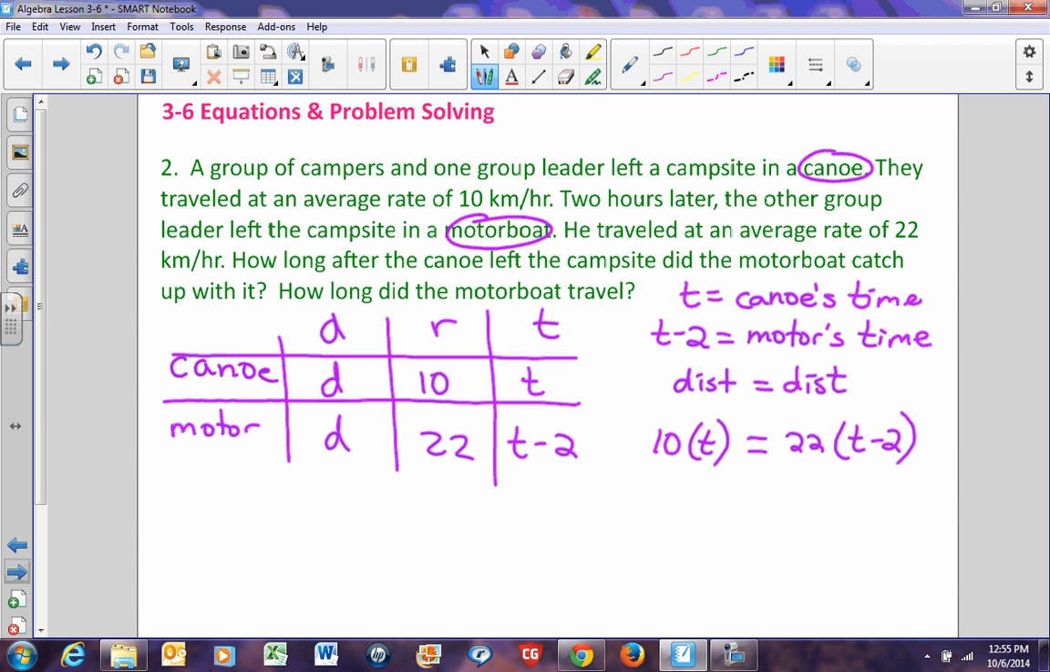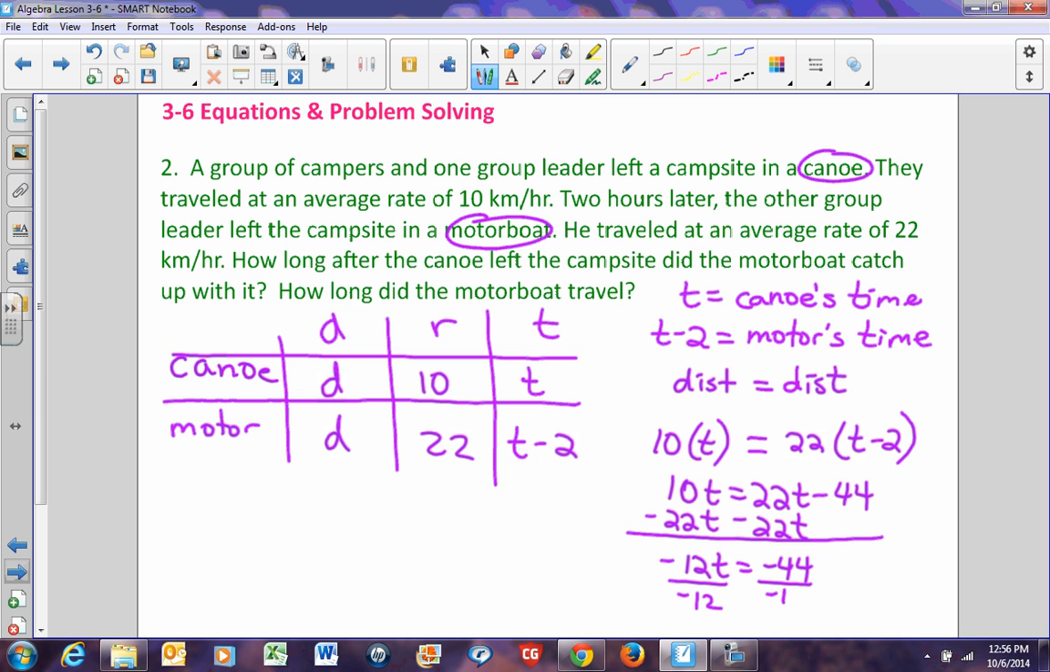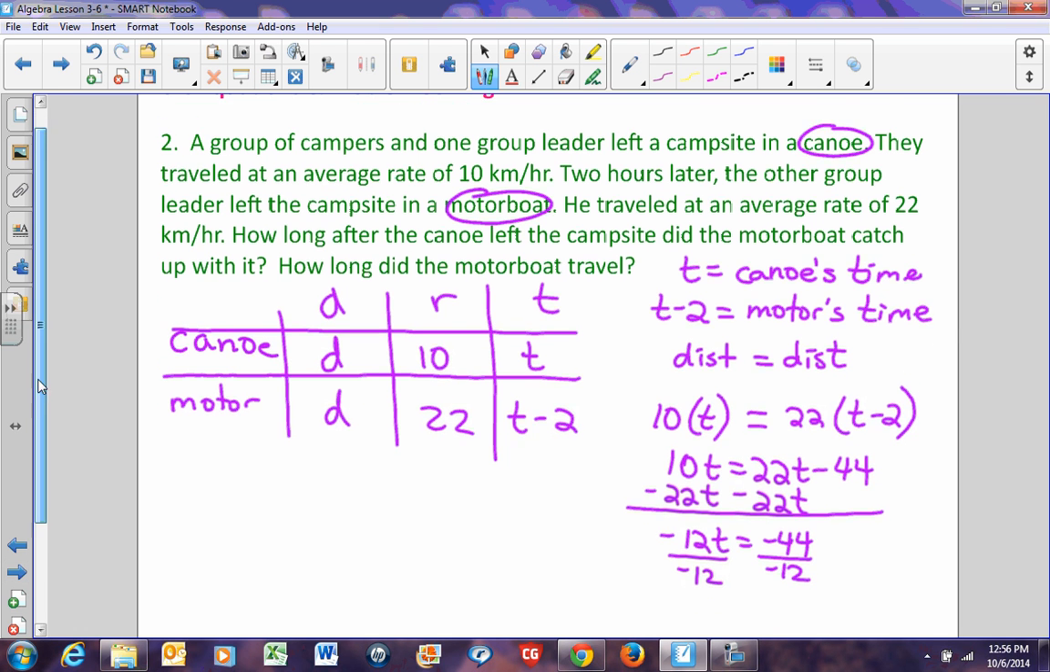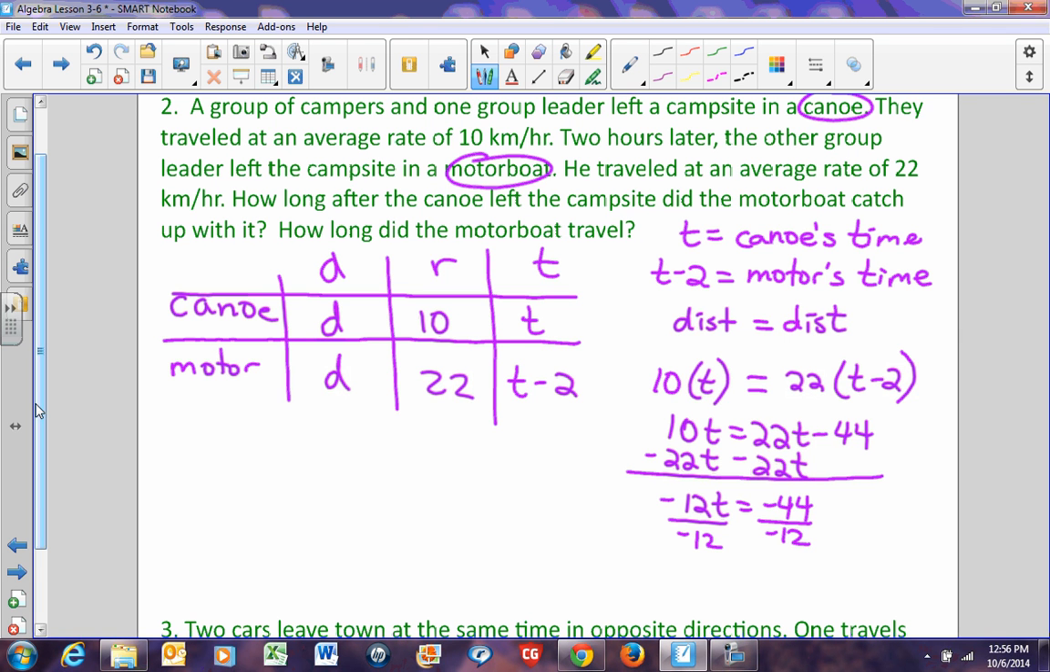If we were to simplify this, 10t equals 22t minus 44. Subtract 22t from both sides. I'm going to have negative 12t equals negative 44. Divide by negative 12. Okay, use my handy dandy calculator. T is going to equal a big ugly decimal. We don't like big ugly decimals because they're not exact. Right? T equals 3.6 repeating. I don't want that as an answer.